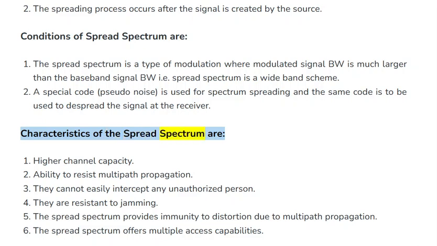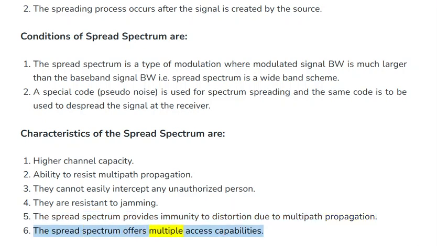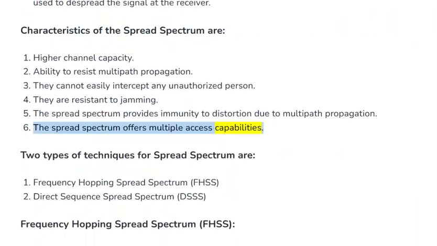Characteristics of spread spectrum are: higher channel capacity and the ability to resist multipath propagation. They cannot easily be intercepted by any unauthorized person. They are resistant to jamming. Spread spectrum provides immunity to distortion due to multipath propagation. Spread spectrum offers multiple access capabilities.